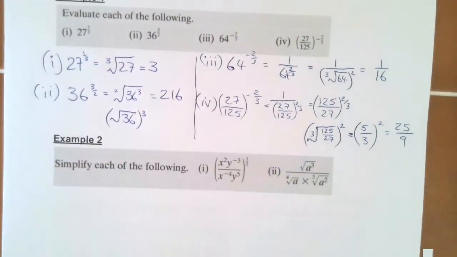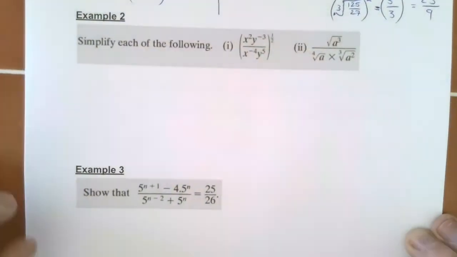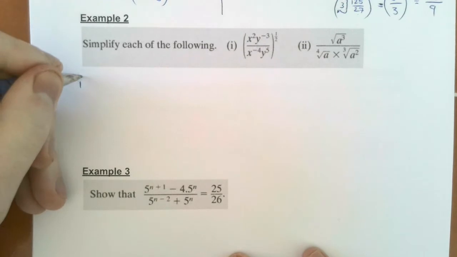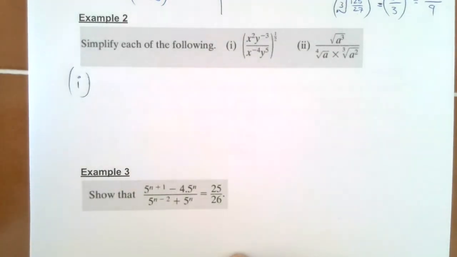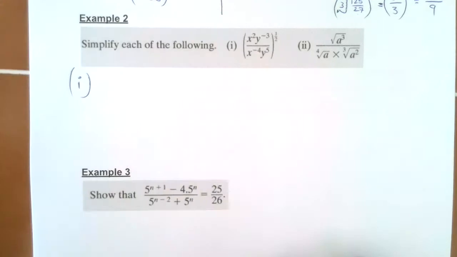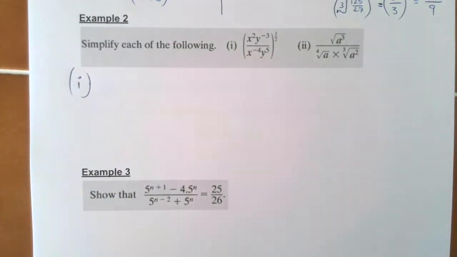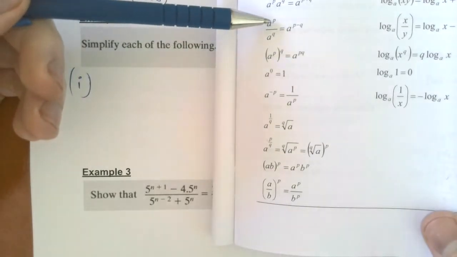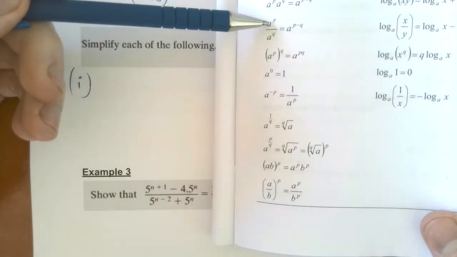On to the second example. Looking at the second example, it looks quite complicated. We're going to look at part 1 first of all, and then part 2. We try to simplify the following. In order to simplify the following, we're going to add our logs together. In order to add our logs together, we are going to use one of the beginning laws of logs, which we have here.